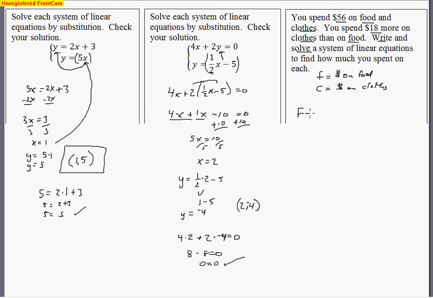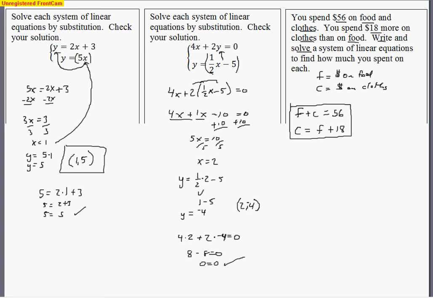f plus c. Since we spent money on only food and clothes, and we spent $56, those two add to make 56. Then they're comparing clothes to food. So we're going to start with c equals, and it says that you spent 18 more on clothes. So we have the amount spent on food plus 18 is going to equal the amount on clothes. So this is my system. We wrote the system. Now let's go ahead and solve.